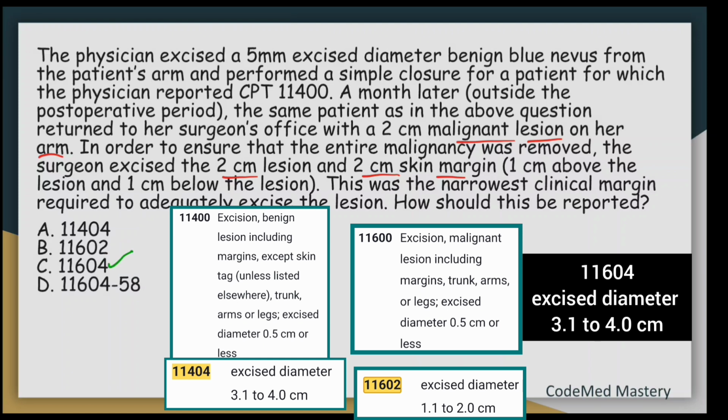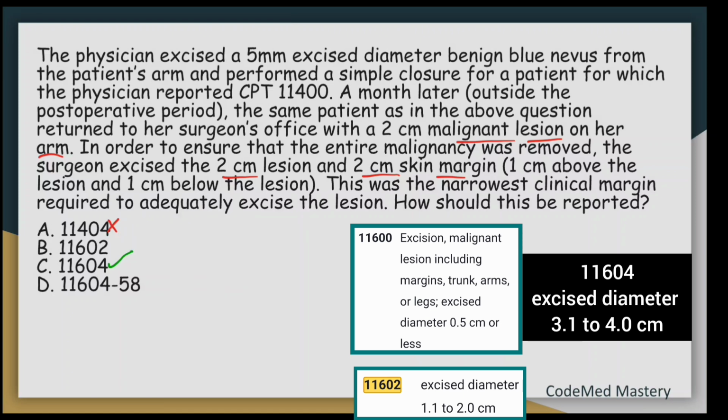We'll eliminate option A because that is for benign lesion. But according to the question, we have to code for malignant lesion, not benign lesion. So eliminate option A. We'll eliminate option B because in the code 11602, the size is 1.1 to 2 cm. But we have to code for 4 cm according to the size mentioned in the question.